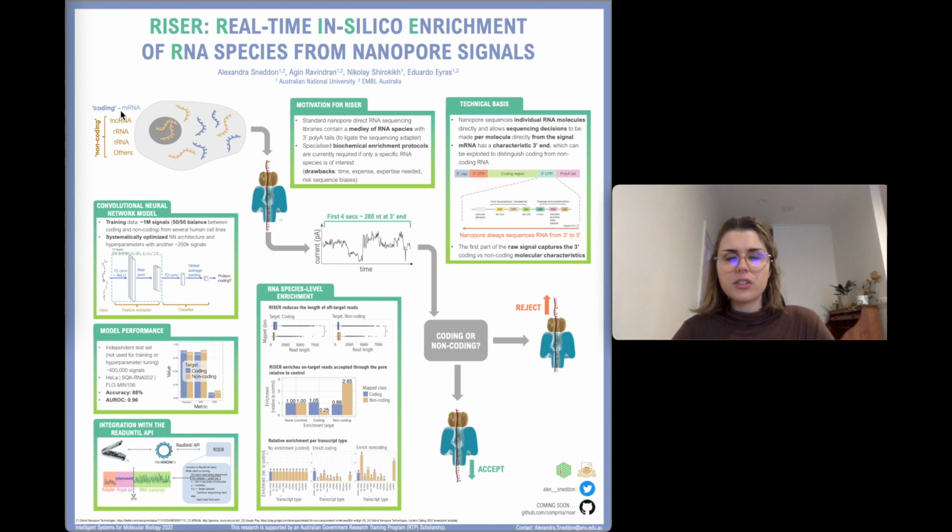So if you're only interested in a single RNA species, this is a problem because the number of reads you're interested in will be diluted. And RISER closes this gap computationally.